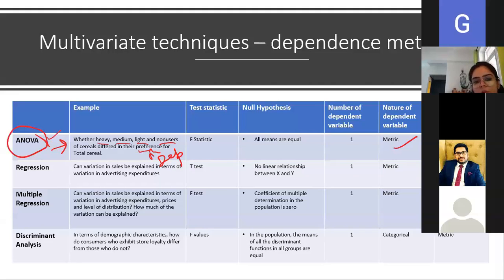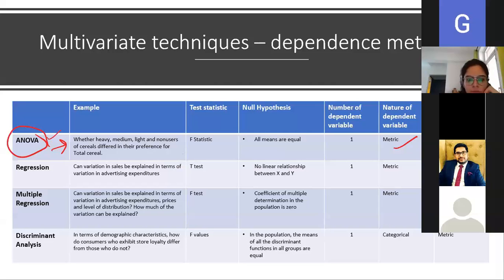That is your category. Heavy 1, medium 2, light 3. So these are the categories. So there is one dependent and multiple independent variables, where the independent variables are categorical. And the dependent variable is metric.